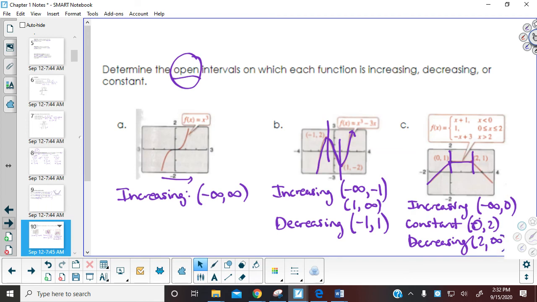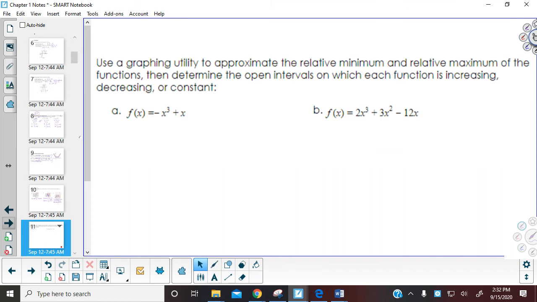All right, one more thing, I believe. Yes. So notice it says using a graphing utility to approximate the relative minimum, relative maximum of the functions, and then determine the open intervals on which each function is increasing, decreasing, or constant. Okay, so here's the key. So using a graphing utility, you can use Desmos or you can use your graphing calculator. I have no preference. But with this, what you're going to see, and I'm just going to draw a general shape of this graph, okay? I'm not going to make it super precise.